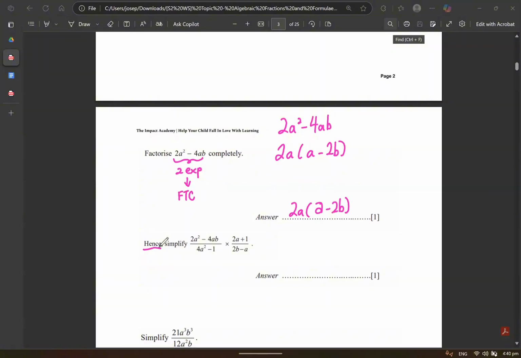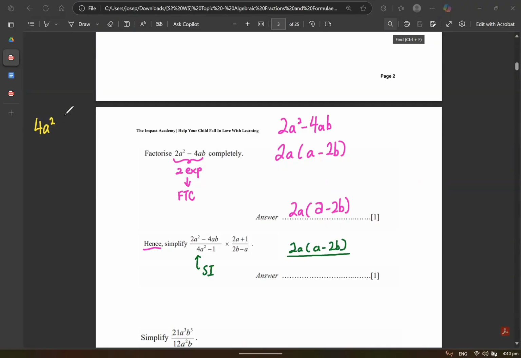When you see hence, once again, like I said from the very beginning of the video, you need to always remember to refer back to your answer before. So from here itself, you don't even need 2a squared minus 4ab anymore. What you're going to do is you're going to have 2a bracket a minus 2b over 4a squared minus 1. Now, I think a lot of you will remember that this is what I call my special identity. Maybe I will just note it down at the side.